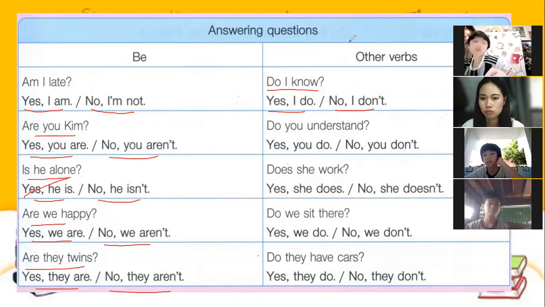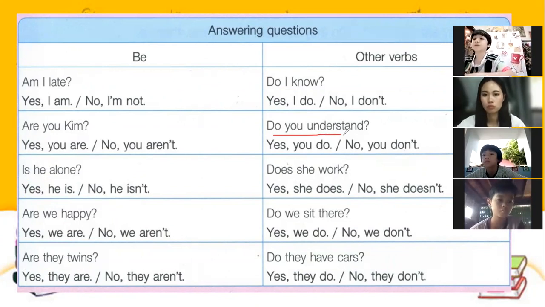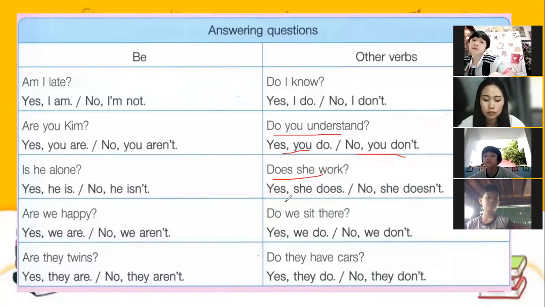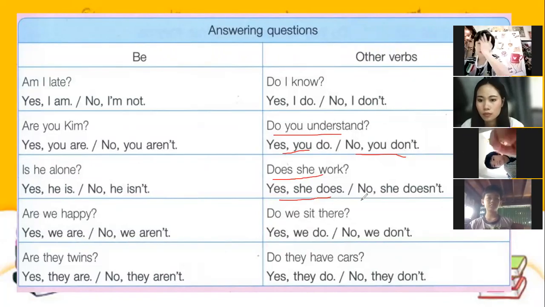Okay. Now look at having with the other verbs. So if you're having the question, do you understand? If you would like to answer affirmative in the positive sense, what would you say? Yes, you do, right? No, negative. No, you don't. Then if having the question, does she work? The positive will be yes, she does. Okay, we're talking about third person. Yes, she does. If the answer is in the negative sense, that means no, she doesn't.